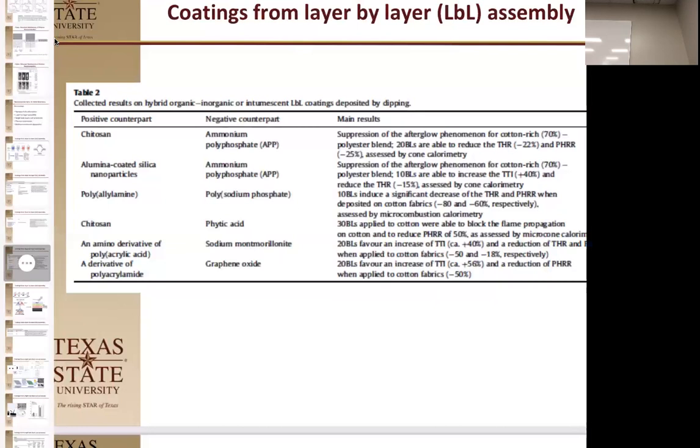Again, they did it by microcombustion calorimetry. It's not the full cone calorimetry, which is a better experiment because there's a lot of micrograms that can set you off. So it's not as good an assessment, but block of flame propagation with that one, delayed onset with that one, graphene oxide, delayed onset and delayed peak when put on cotton fabric. So graphene oxide is great for fabric because again, it's water soluble and you can get it to electrostatically adhere to your cotton fabrics because they have a high charge to surface ratio.